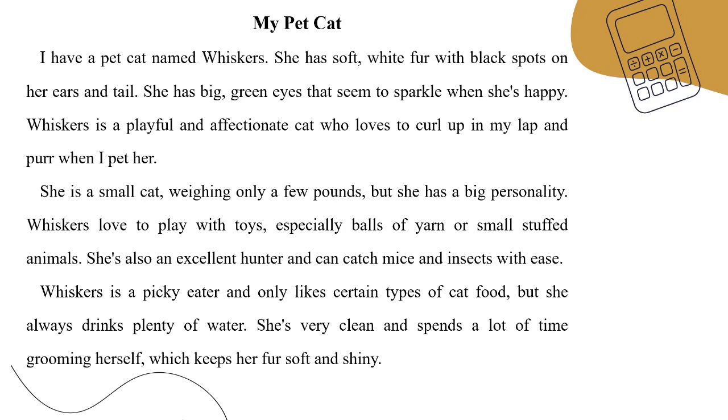Title: My Pet Cat. I have a pet cat named Whiskers. She has soft white fur with black spots on her ears and tail. She has big green eyes that seem to sparkle when she's happy. Whiskers is a playful and affectionate cat who loves to curl up in my lap and purr when I pet her.